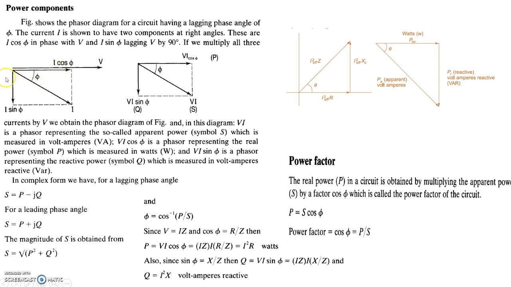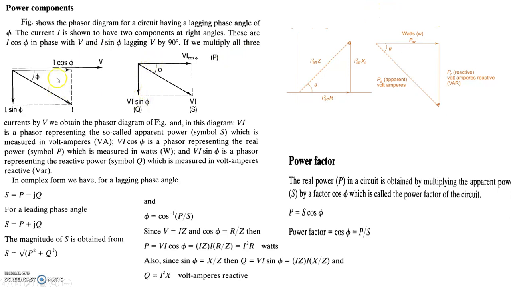When V is taken here, I cos phi is in phase with V, I sin phi is in quadrature with V, and the vectorial addition of I cos phi and I sin phi will give you I. The square root of I squared cos squared phi plus I squared sin squared phi is equal to I, which lags behind the voltage by angle phi. This phi is by convention also sometimes taken as theta, and sometimes it is taken as phi.